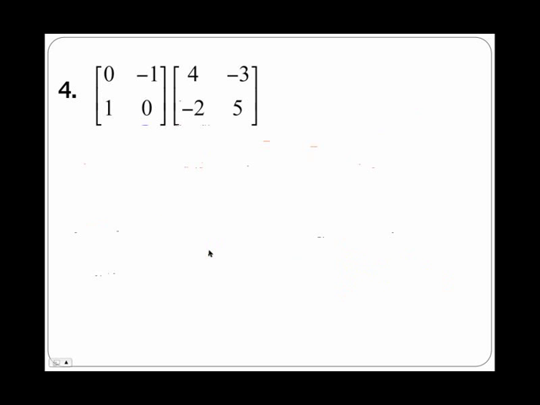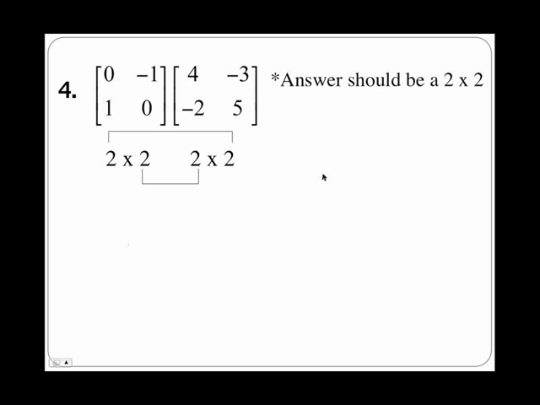But before we do that, let's multiply this last example together. All right, so we'll look at the dimensions of these two. The first one's 2 by 2, the second one's 2 by 2. Because these inside numbers match up, the number of columns is equal to the number of rows, we are able to multiply them. And our answer matrix is going to be the outside numbers. It's going to be 2 by 2. So this is able to be multiplied, and the answer should be a 2 by 2. So what we're going to do is take the rows of the first one and multiply it by the columns of the second one.